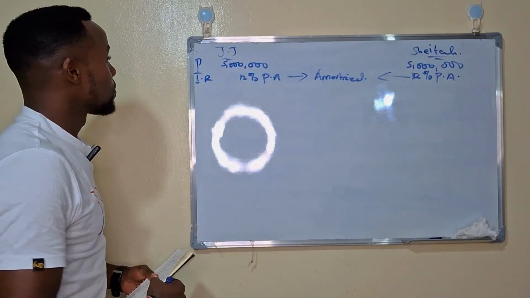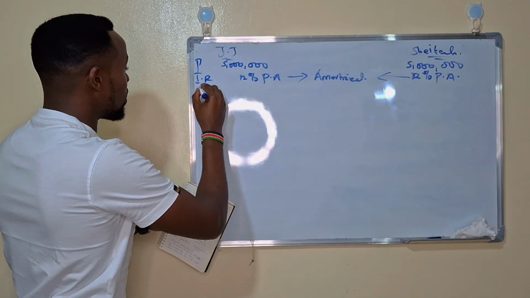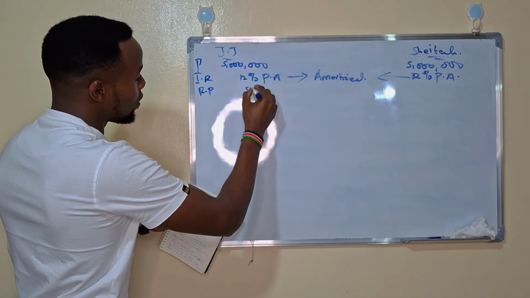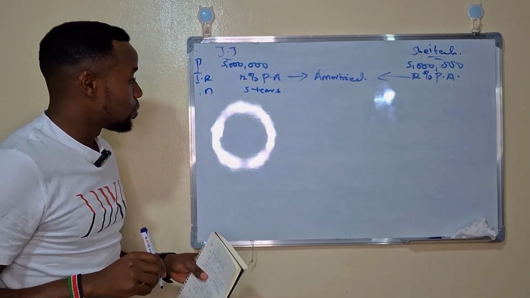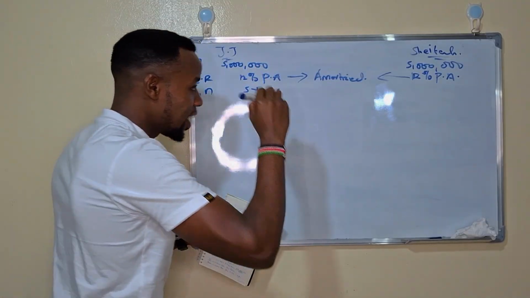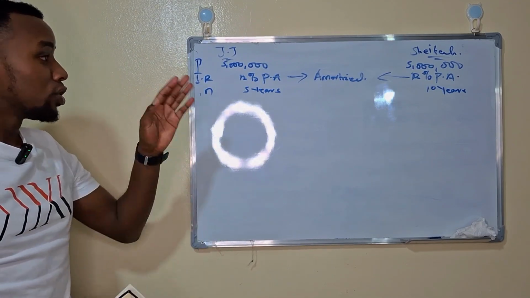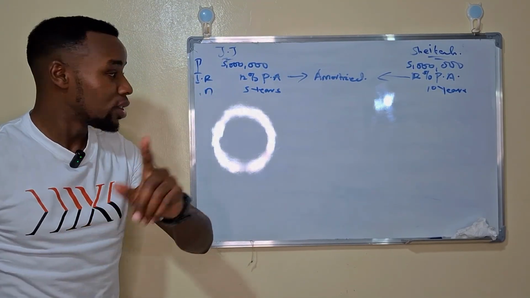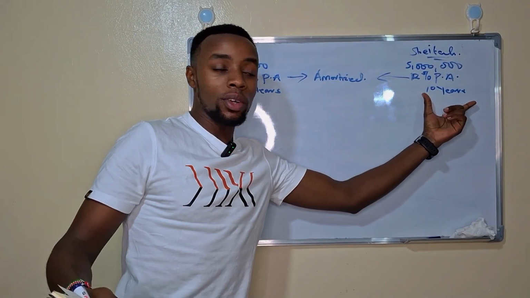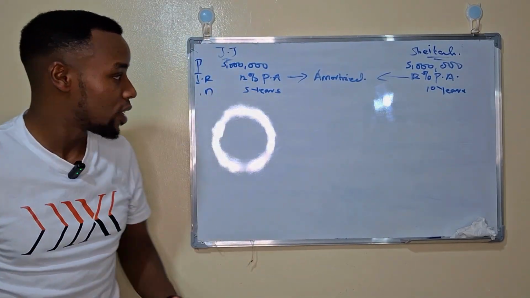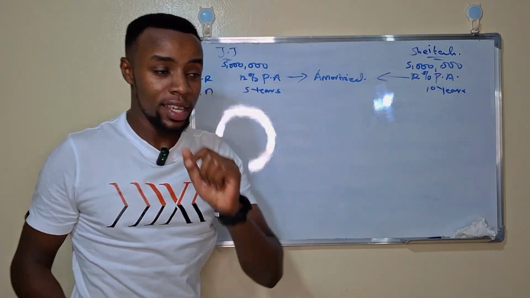JJ is going to choose a repayment period of 5 years. Let me write N. N means repayment period. Shayla is going to choose 10 years. Now, ladies and gentlemen, this is where I want to show you the difference between paying a loan with a shorter repayment period and paying a loan with a longer repayment period, and see the consequences and the effects. So, JJ has chosen 5 years, Shayla has chosen 10 years.